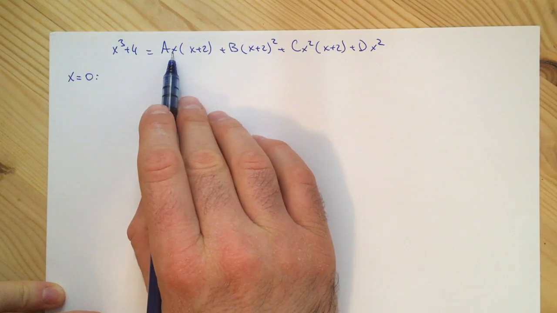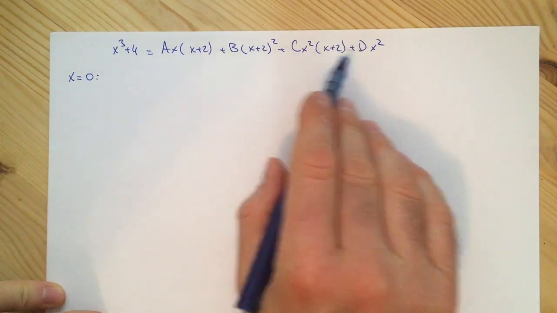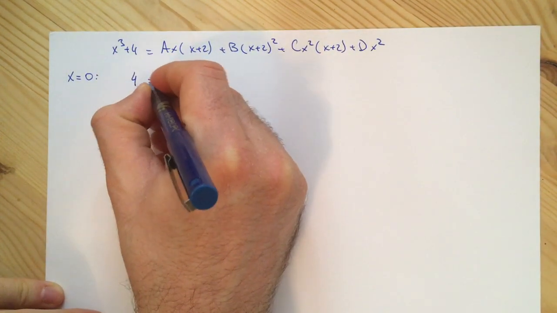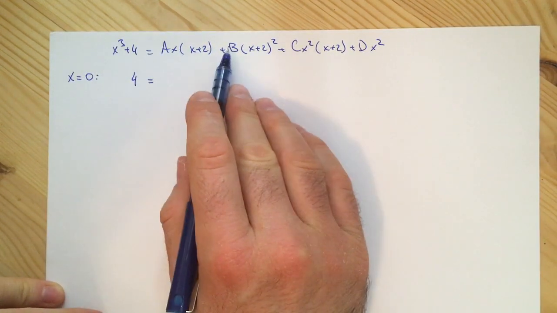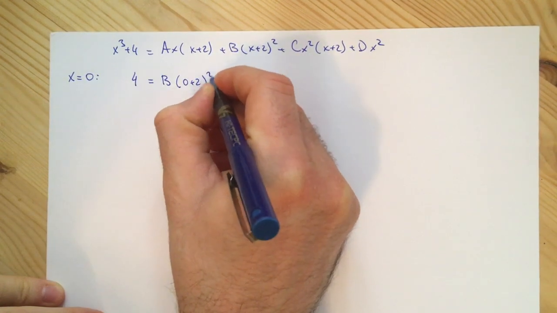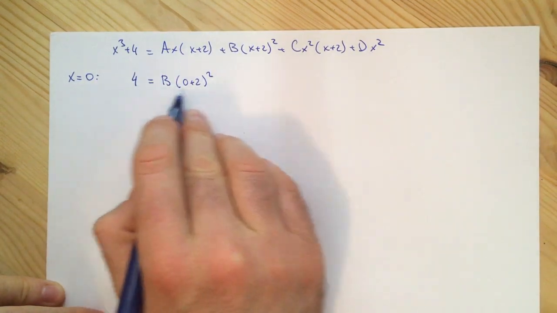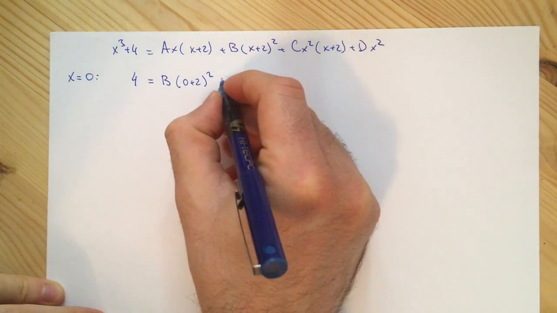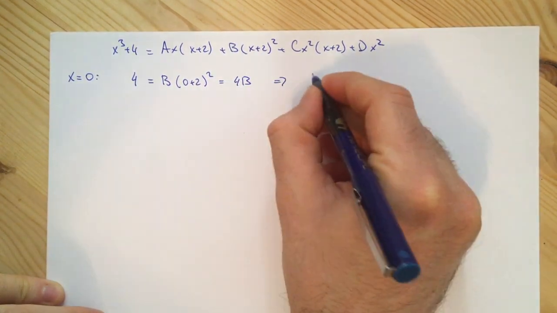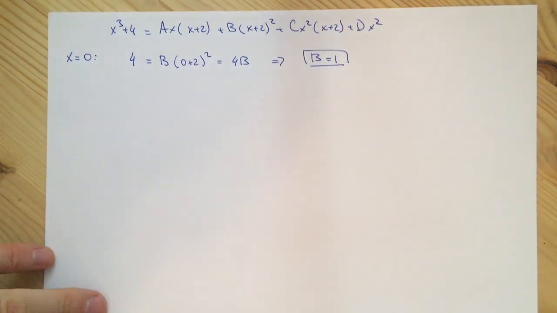So this one is multiplied by x, and this is multiplied by x. So if I evaluate both sides at 0, I get 0 cubed, which is 0, plus 4 is just 4, is equal to a times 0 is 0, plus b times 0 plus 2 squared, plus c times 0 is 0, plus d times 0 is 0. So there you go. I have the value for b. This is equal to 4b. If 4 is equal to 4b, b is equal to 1. Okay?